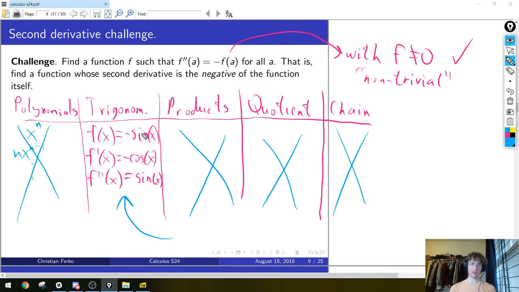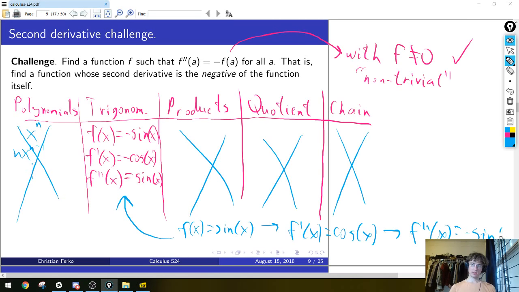Notice we didn't even need the overall negative, right? You could have just started with f of x equals sine of x, then f prime of x is cosine of x, and f double prime is minus sine of x. So the point is, if you differentiate twice, you're always going to hit a cosine somewhere, either in the first step or the second step, and the cosine is what gives you the minus sign. So this works, sine works, or cosine works.